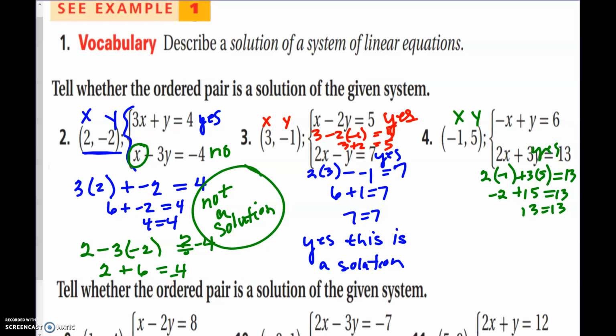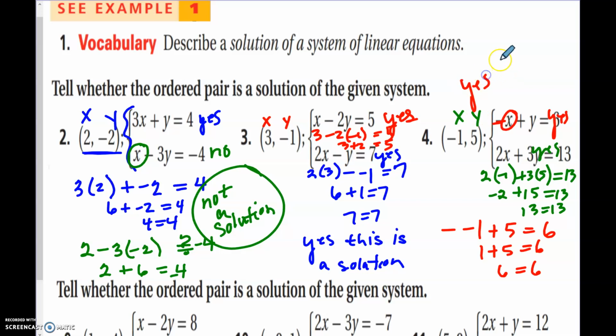Okay, how about that first one? Here we have a minus, and then we have to put that number in. So this is minus a negative 1 plus 5. Does that equal 6? Well, minus the negative 1 is 1 plus 5. So 6 equals 6. So it works for this first one too. So number 4, yes, it is a solution.